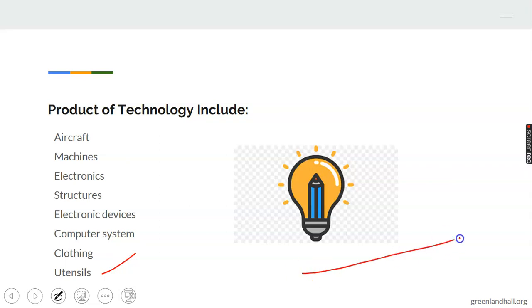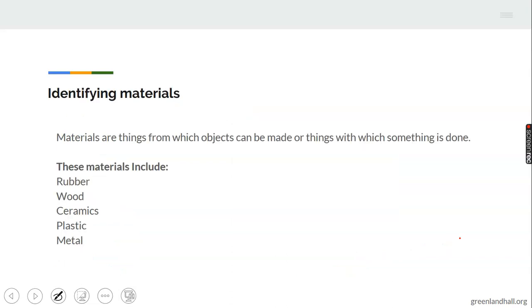Now we have something here. Can you tell me what this is? Yeah, it's a product of technology. You all have it in your houses. It brings what? Light. It brings electricity. So they are all products of technology, and I have quite a lot of them. But because of our time, we will stop here on the products.